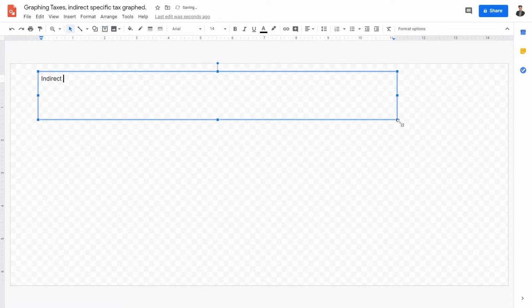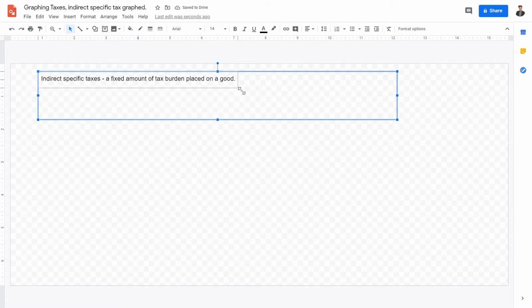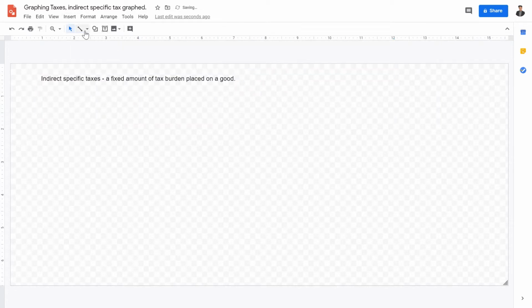So indirect specific taxes refers to a fixed amount of tax burden placed on a good, okay? So this means the tax quantity is fixed, and therefore the slope is exactly the same as the original supply curve is going to be.